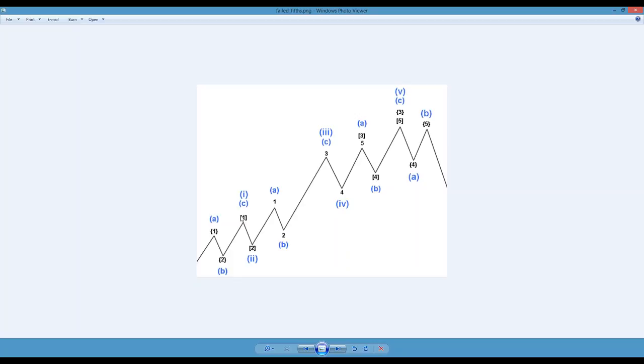So the 3-wave version is ABC for a 1 or a W. Here's your 2, an ABC for your 3, and then your 4. And by the way, notice the back test may or may not be in 3, okay? And then an ABC for your 5th wave, okay? And you're done. No early terminated 5th.